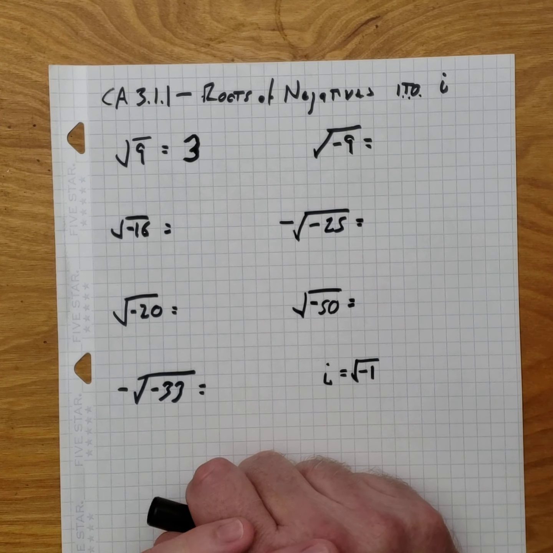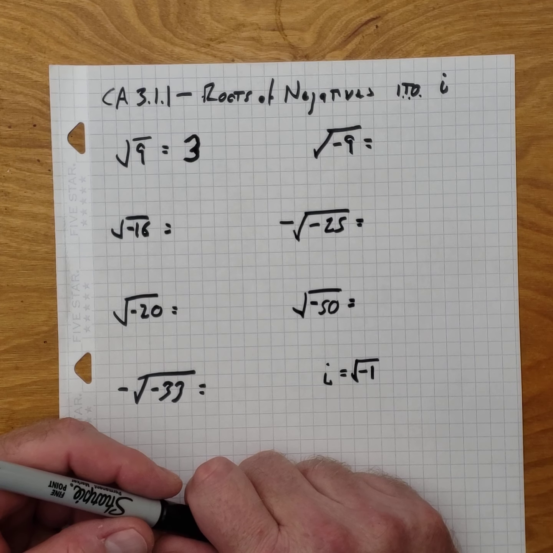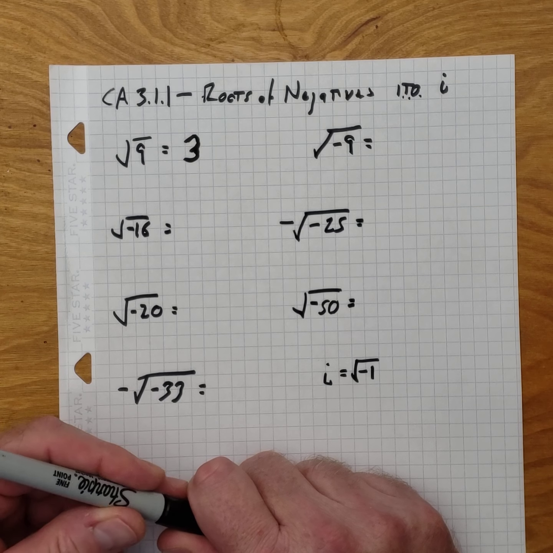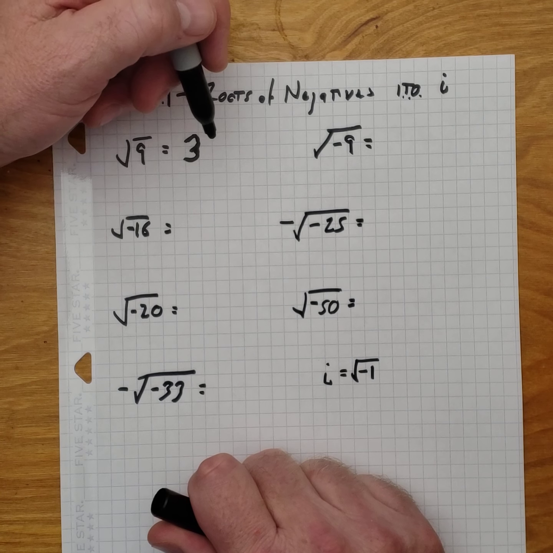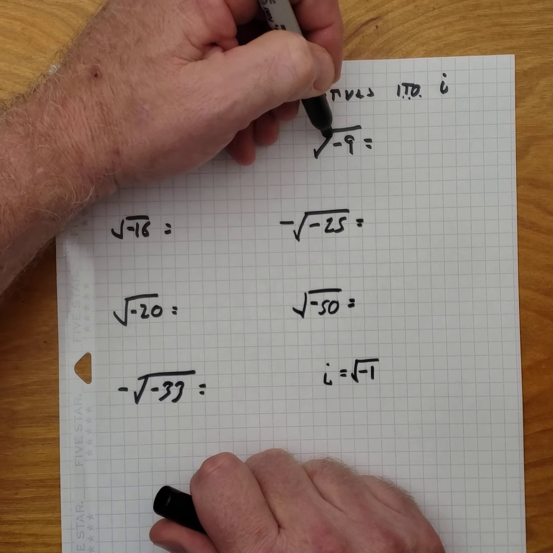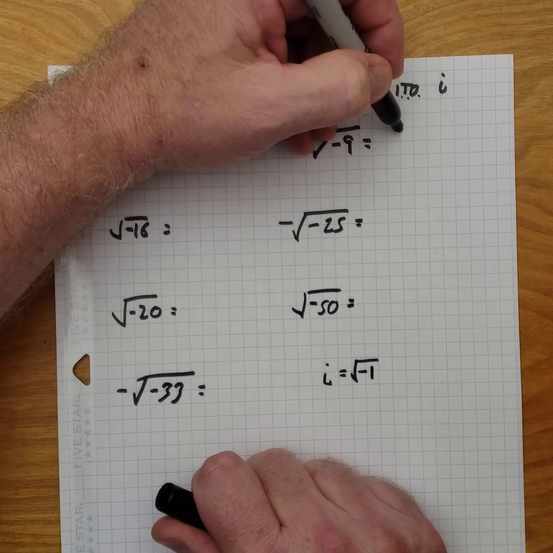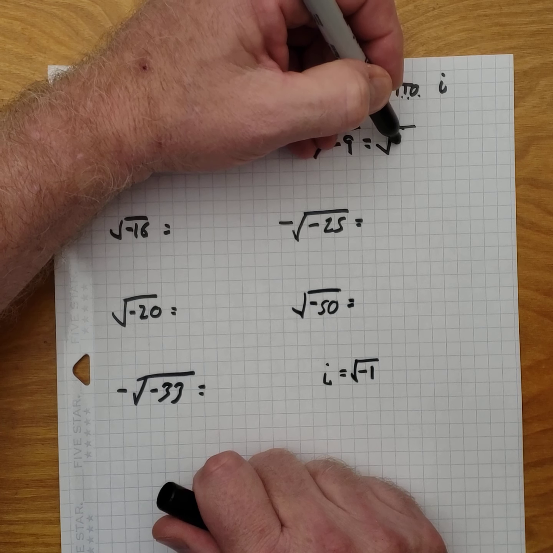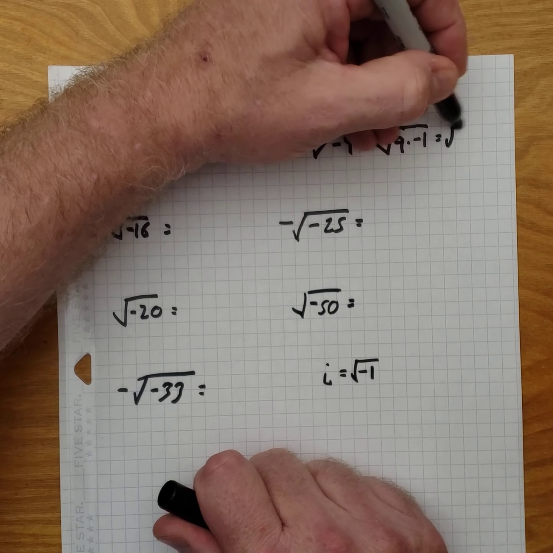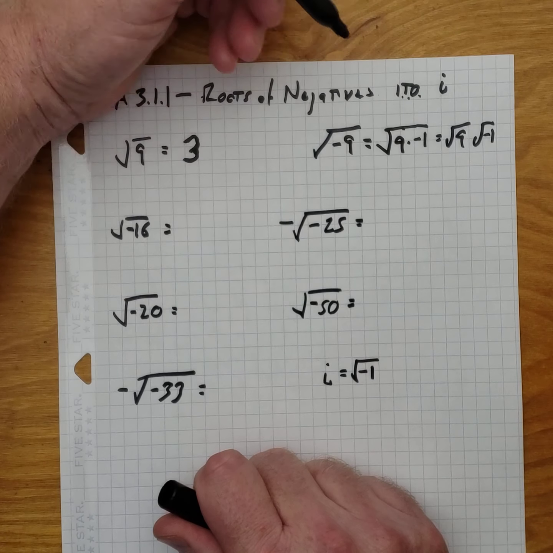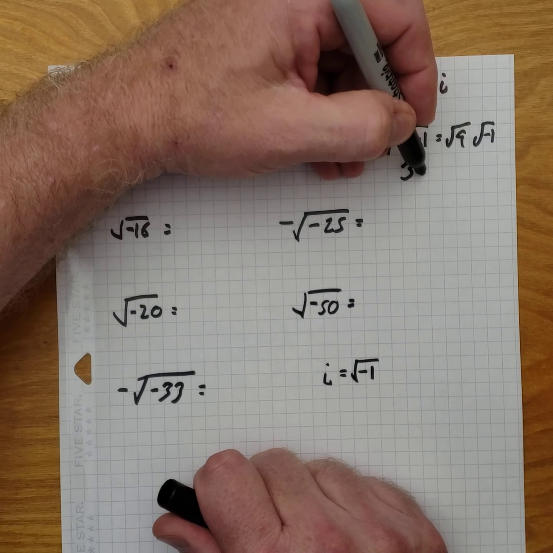What about negative 9? Obviously, it's not 3 because 3 times itself is positive 9. And it's not negative 3 either because negative 3 times negative 3 would be positive 9. So we have to think about this a little bit differently. And here's how we think about it. When we simplify roots, we look for two numbers that multiply together to be this thing under here. So we think of this as 9 times negative 1. And then we can separate this into two square roots. Square root of 9, square root of negative 1. The square root of 9 we know is 3. The square root of negative 1 we know is i.